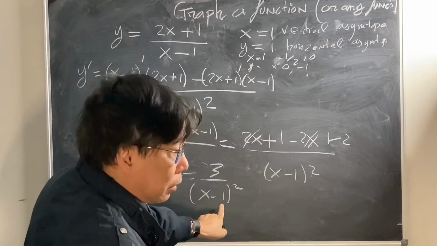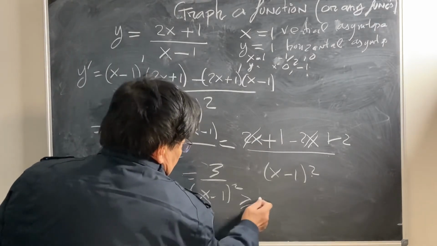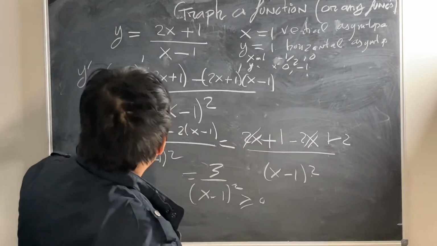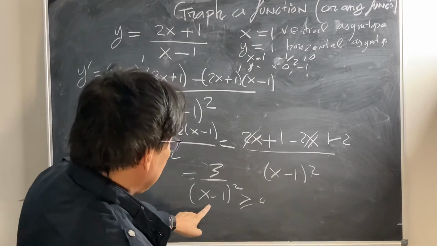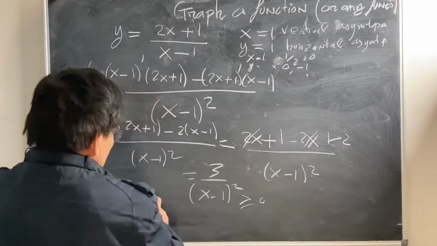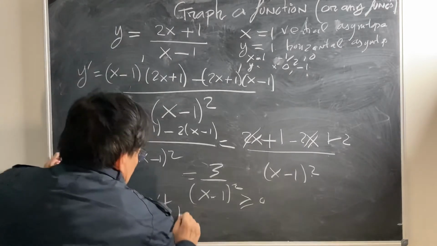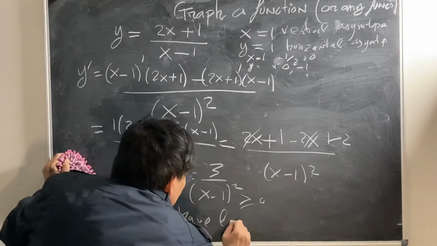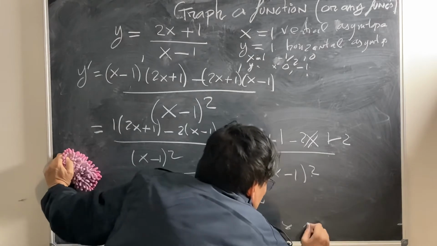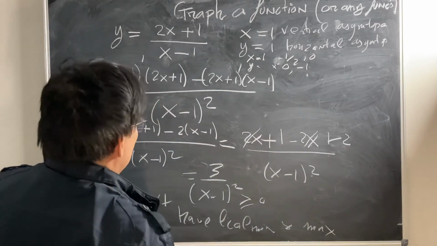(x minus 1) squared is a positive number, right? Greater than or equal to 0. And 3 is also a positive number. So this function always goes up. It doesn't have a local min or local max. Okay, so this one doesn't have a local min or max.